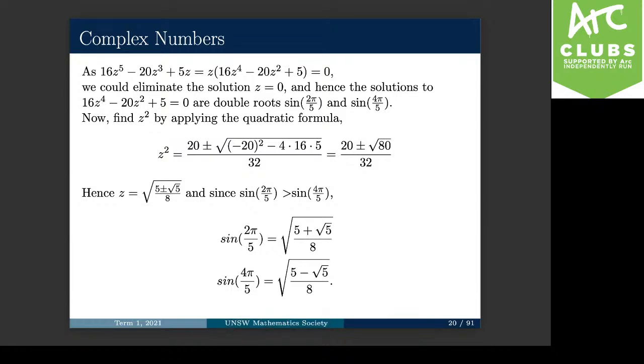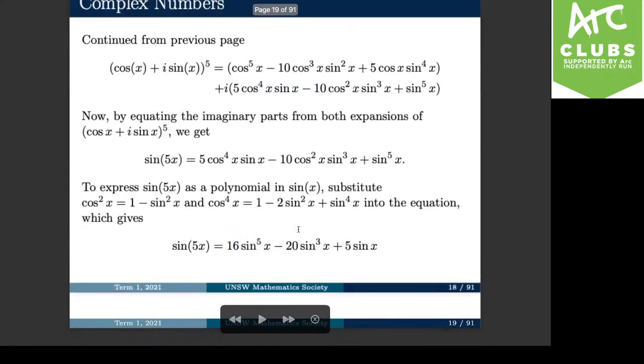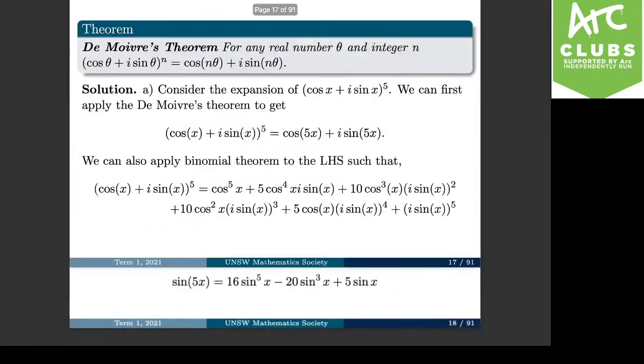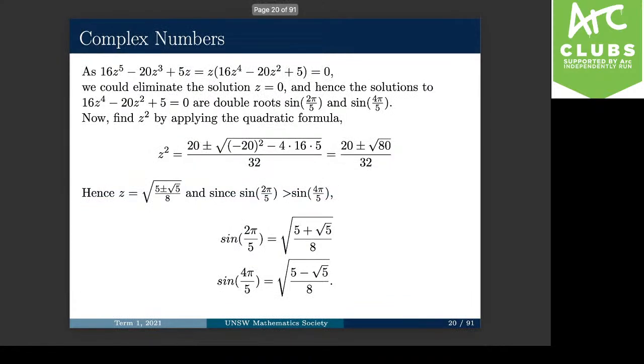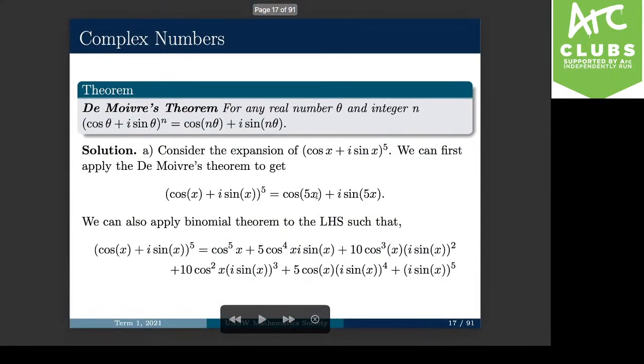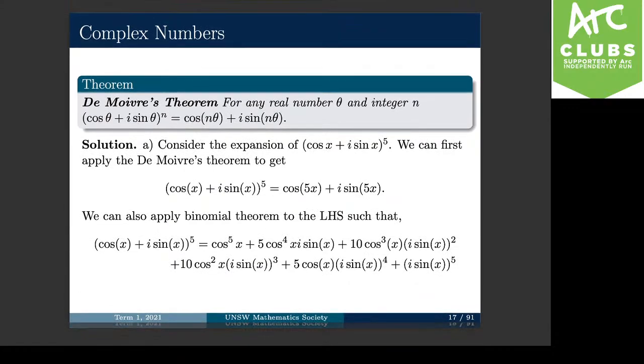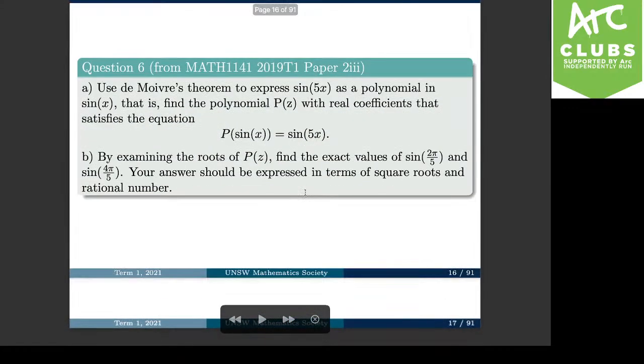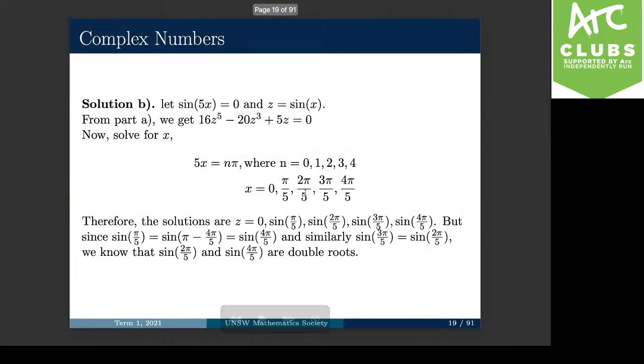And then finally, we are able to express sine 2 pi over 5 and sine 4 pi over 5 as square roots, I would say. Yes, square roots and rational numbers. I'm not sure though, but I would say it might be a potential MATH1131 question.